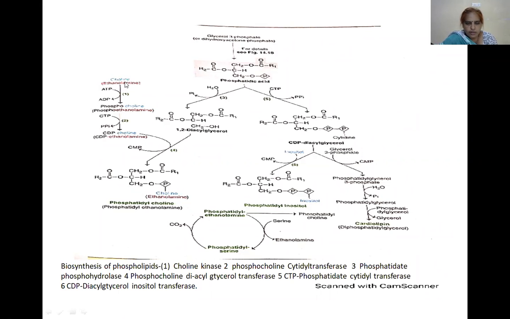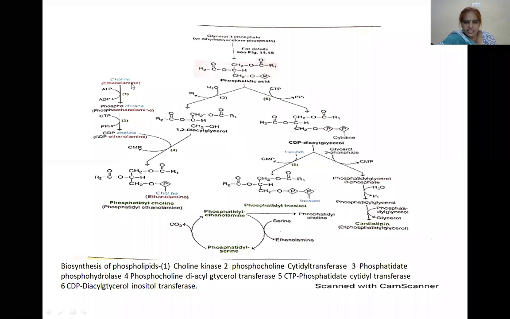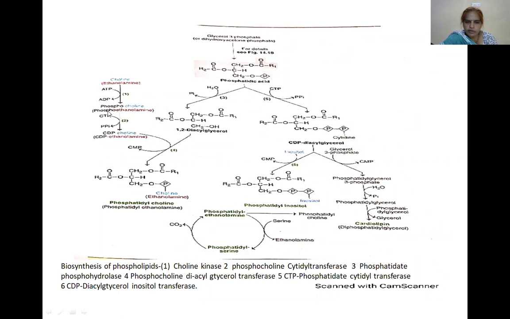The first one is the formation of lecithin and cephalins. Choline and ethanolamine are phosphorylated and produce phosphocholine and phosphoethanolamine. That means when choline undergoes phosphorylation, it produces phosphocholine.